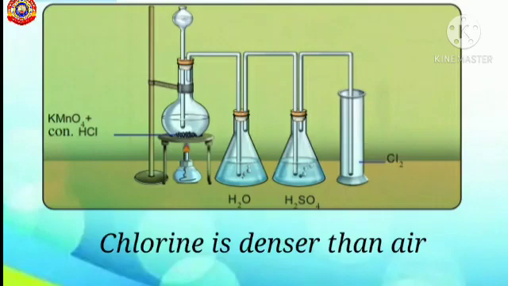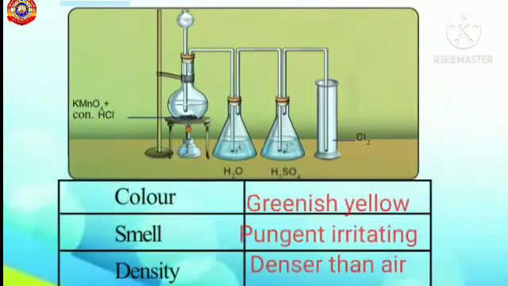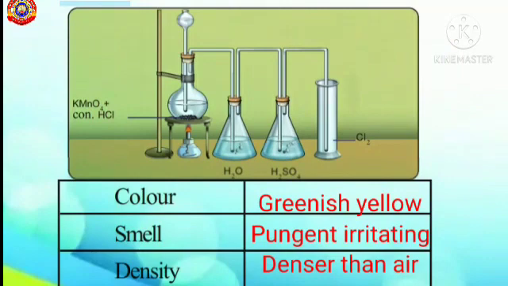Based on these observations, let us consolidate the physical properties of chlorine. Chlorine is a greenish yellow colored gas. It has a pungent irritating odor. The density of chlorine is higher than that of the air. Now shall we see the other properties of chlorine?